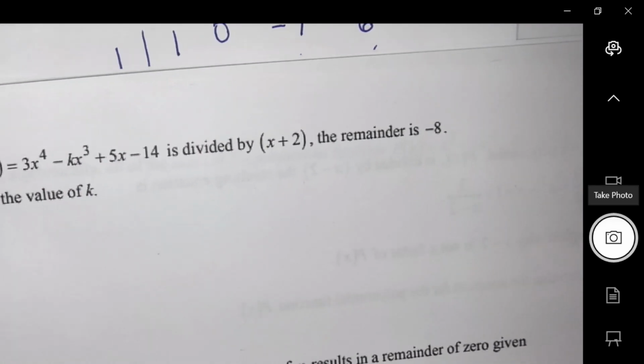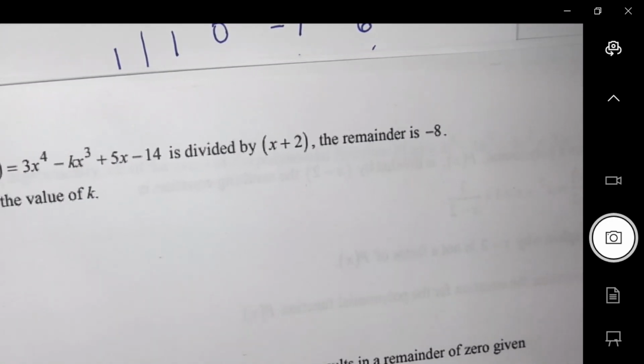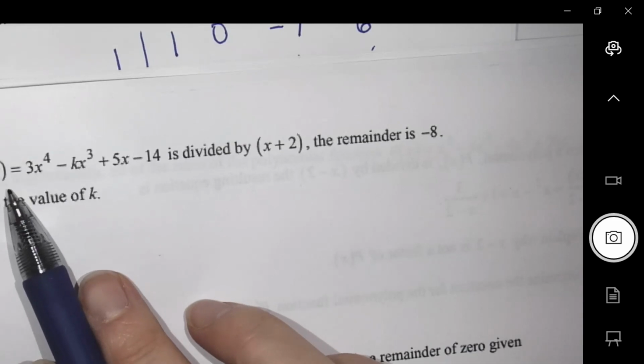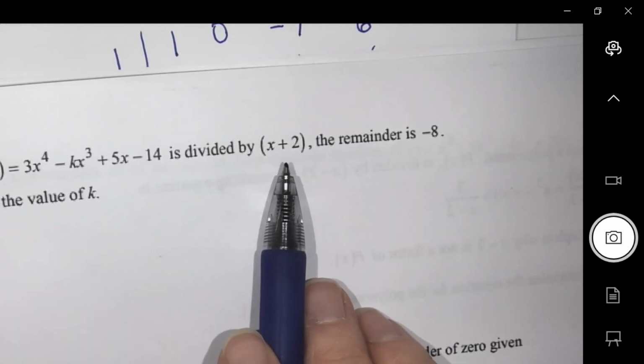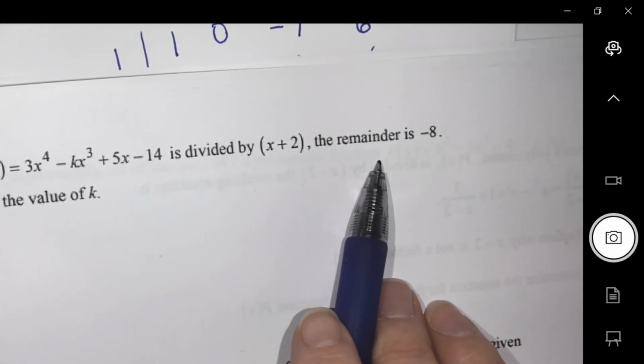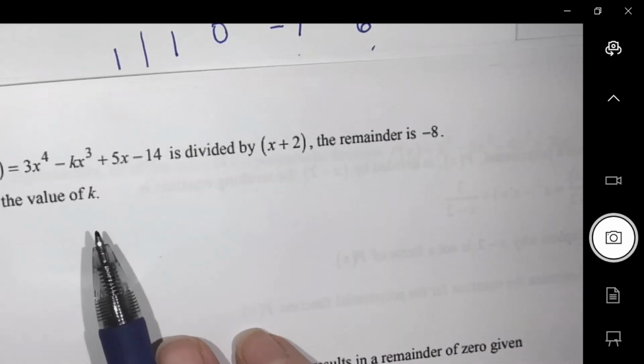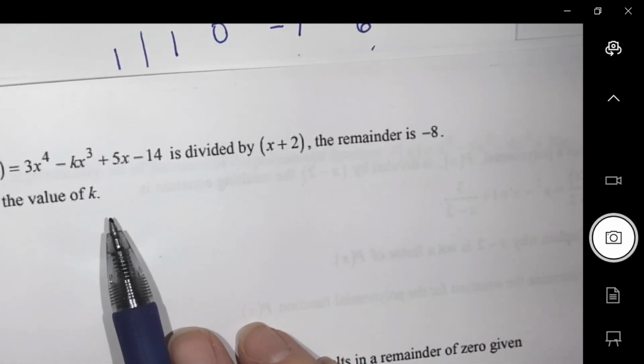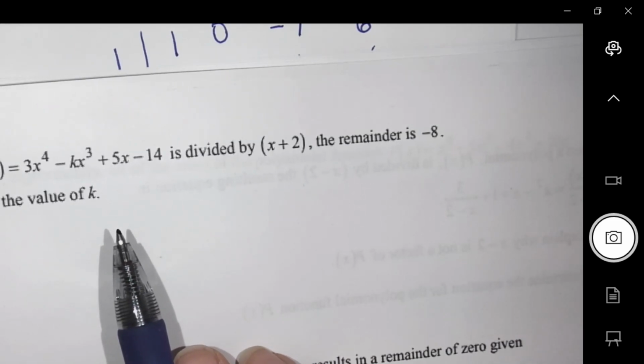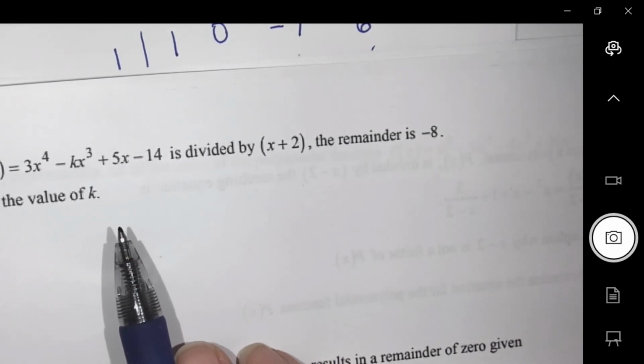Okay, page 13, question 14. This polynomial is divided by x plus 2, and then it told us the remainder was -8. Determine the value of k. Okay, I'm going to show you this in two different methods.